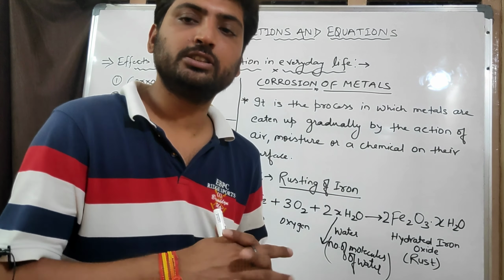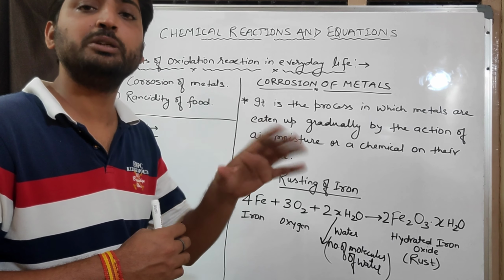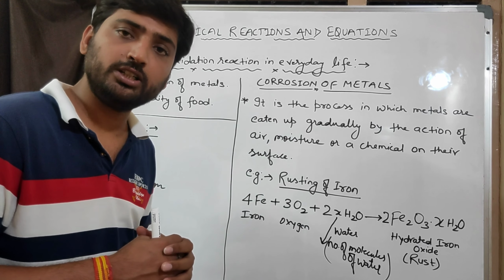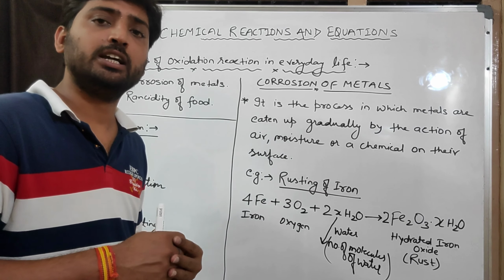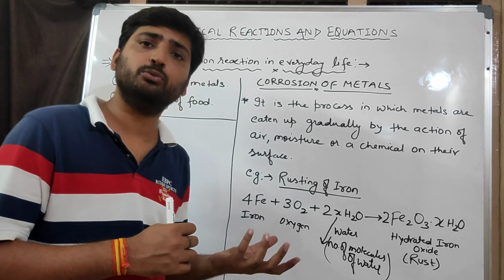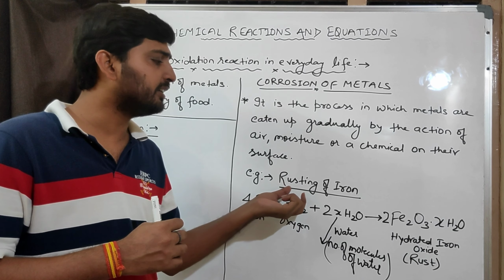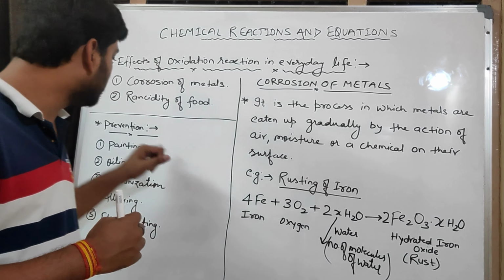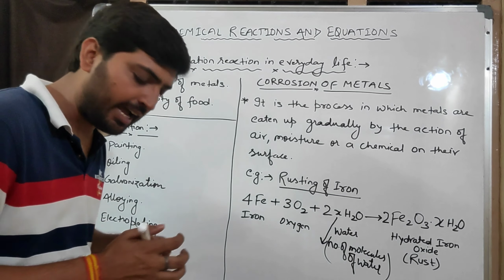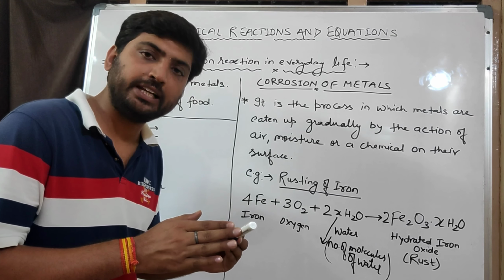Painting iron articles. Why do we paint iron articles? Galvanization, you have already studied in class 8. Electroplating. So let's discuss the methods we can use to prevent rusting of iron. See here, what are the methods? First one is painting. If you paint an iron article, what happens?